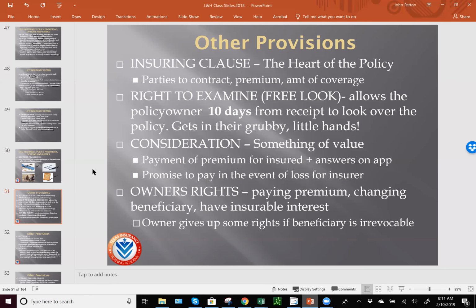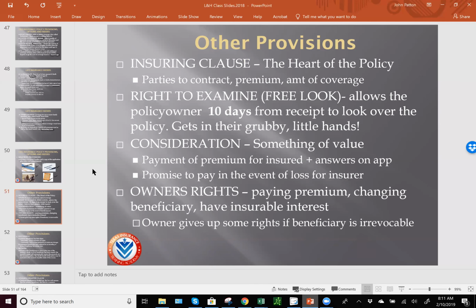Next is the right to examine. This is the free look provision. It allows the policy owner 10 days from receipt of a policy to look it over. And if they are not satisfied for any reason, they can return it for a full refund. You do need to know when the 10-day free look period begins.